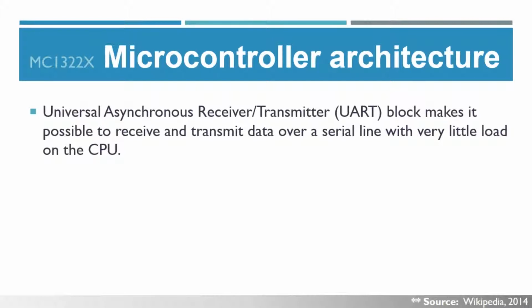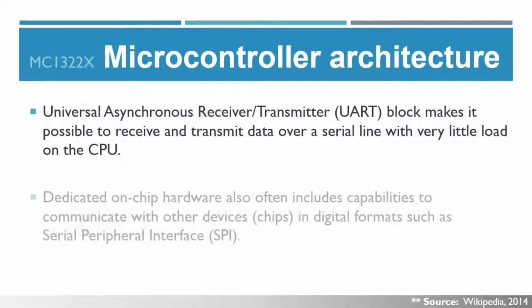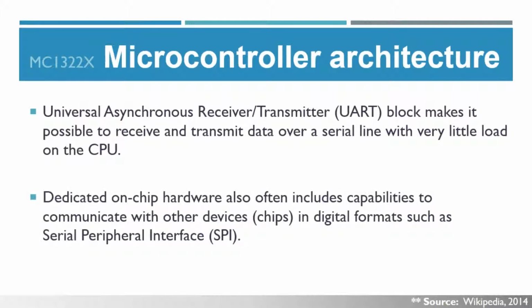And then we will talk about the universal asynchronous receiver and transmitter, known as the UART block, which makes it possible to receive and transmit data over a serial line with very little load on the CPU. Dedicated on-chip hardware also often includes capabilities to communicate with other devices or other chips in digital formats, such as the serial peripheral interface known as the SPI.